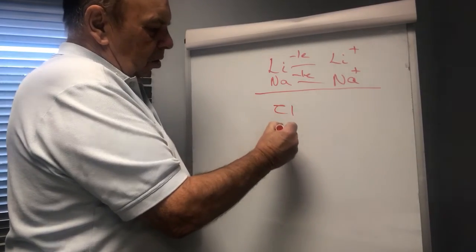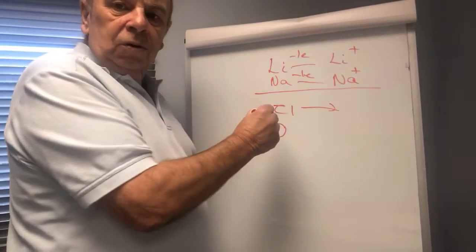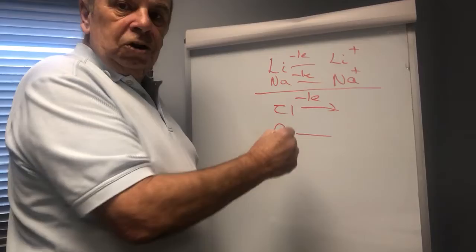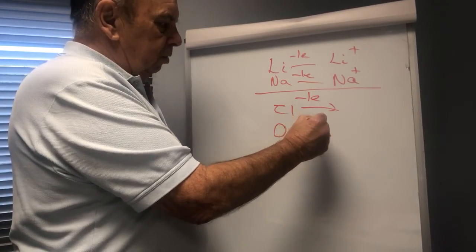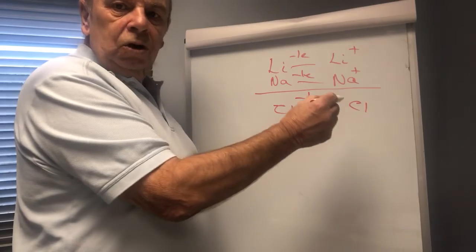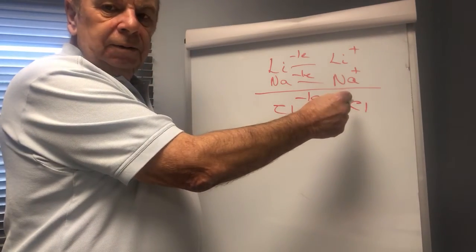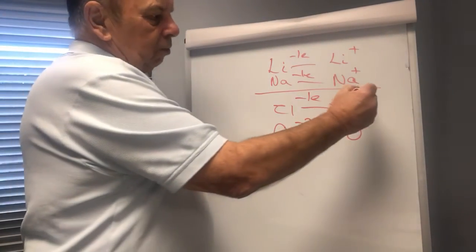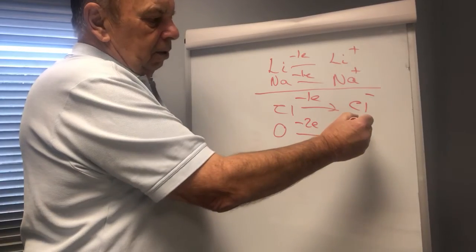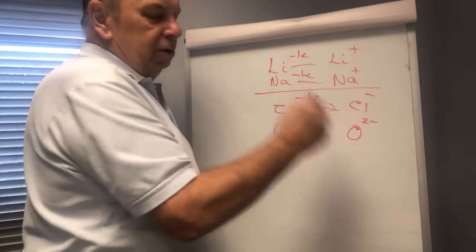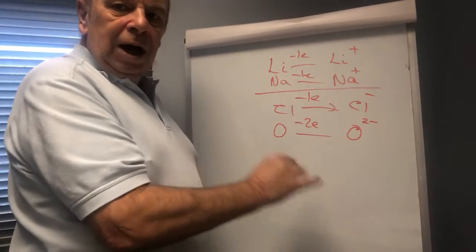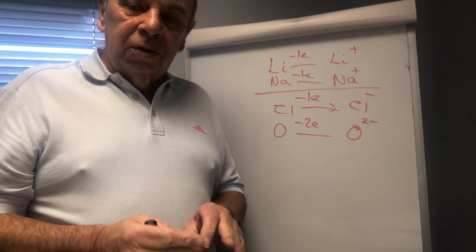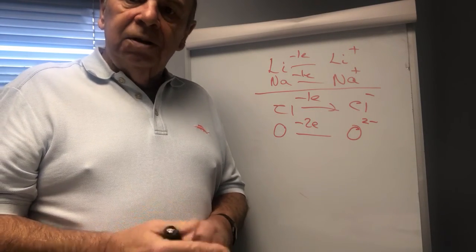If I took my non-metals, such as chlorine, oxygen, they want to gain electrons, 1 electron. Oxygen wants to gain 2 electrons, and chlorine forms a chloride ion. Oxygen forms an oxide ion, and that would be 2 minus. And these are called anions. I'll be talking about ions in a lot more detail in future clips, to be continued.